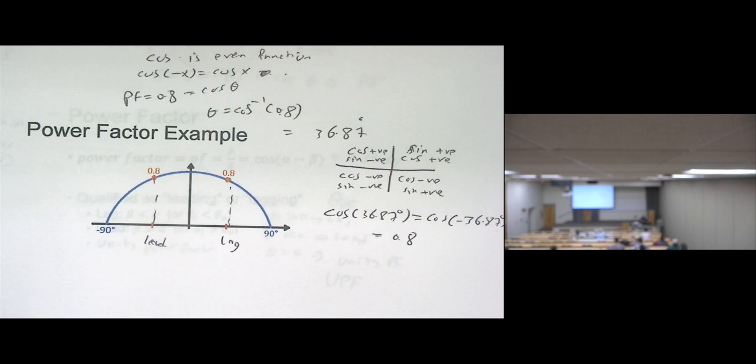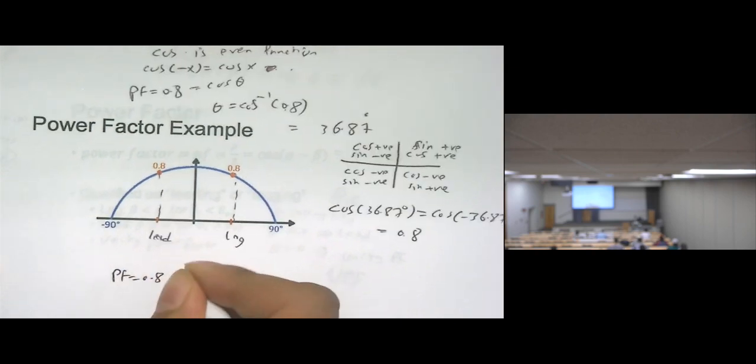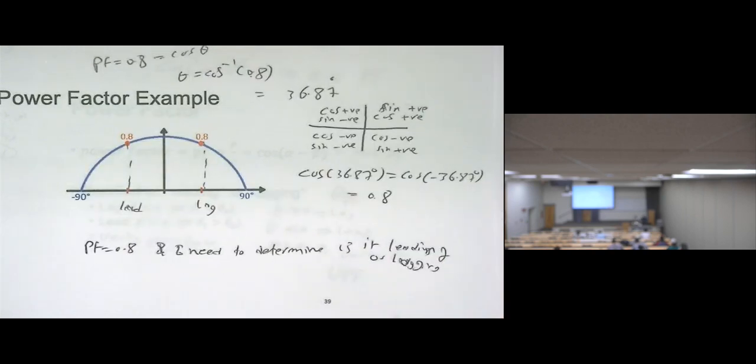There should be information given with the equation or given with the system. So I need to say power factor equals 0.8, and I need to determine is it leading or lagging. There should be a mention in the question. So let's assume that I'm giving you the power factor equal 0.9. That's not enough. You should say there's something wrong. Is it leading or lagging? It must be determined with the question. Otherwise, there will be missing information.